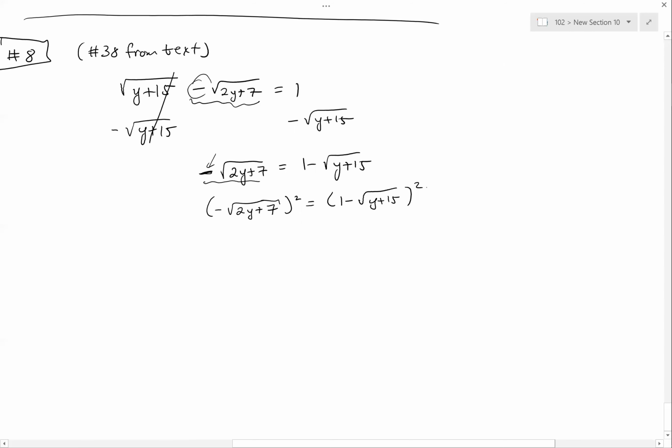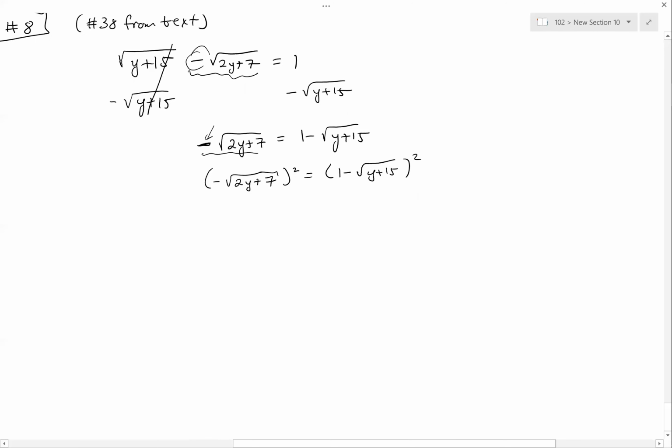So if I square the left-hand side, the first thing you should notice is if you square a negative, that -1 that's out front, the result is a +1. So the negative goes away. So really that square and that square root are just going to be canceling. And I'll end up with 2y plus 7.